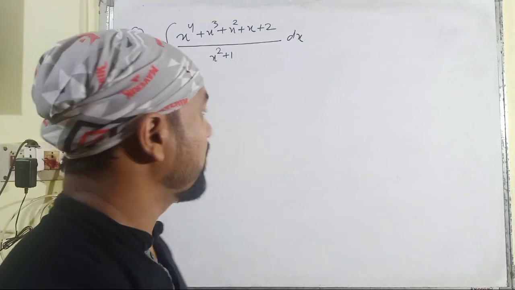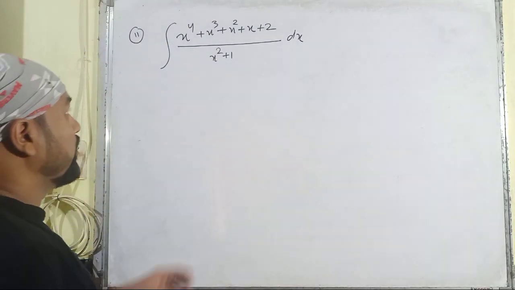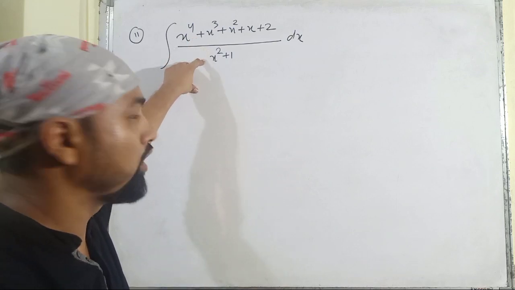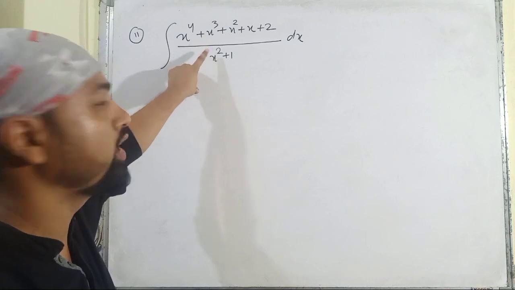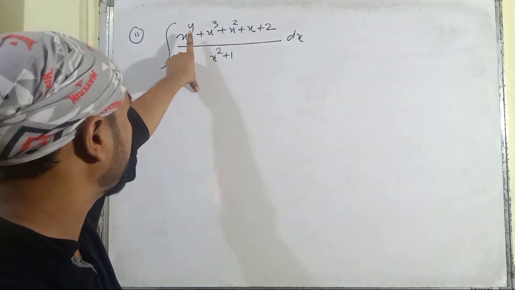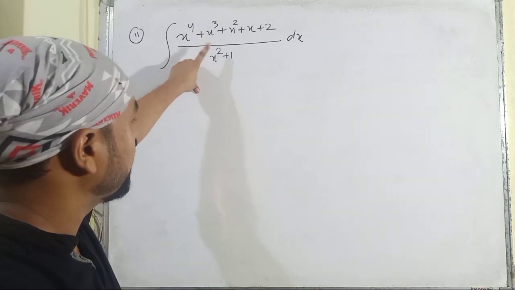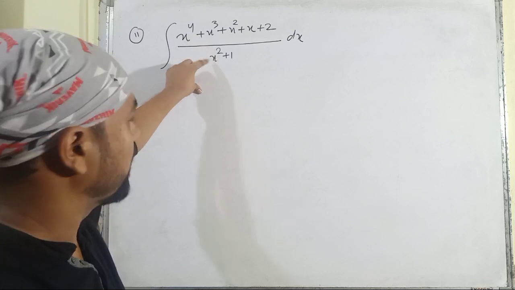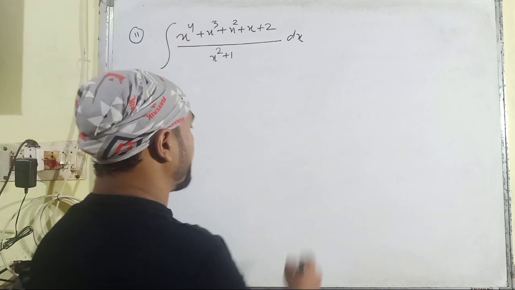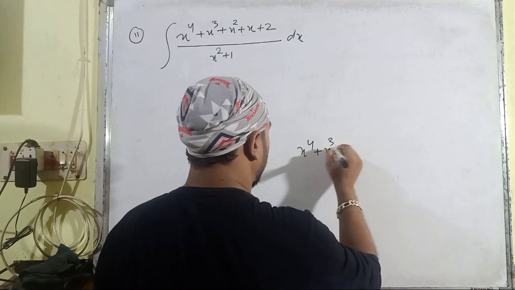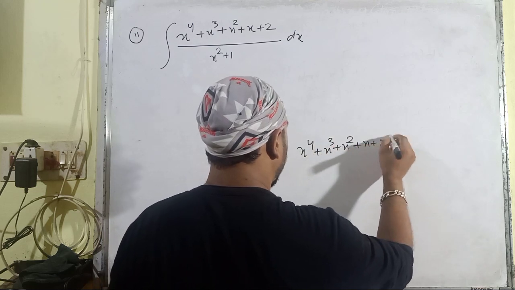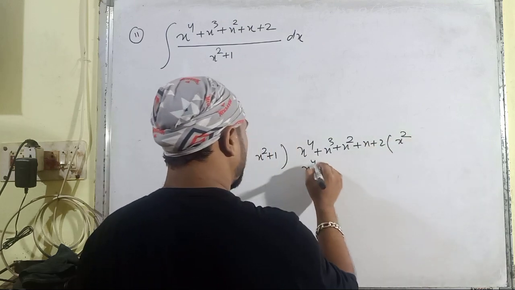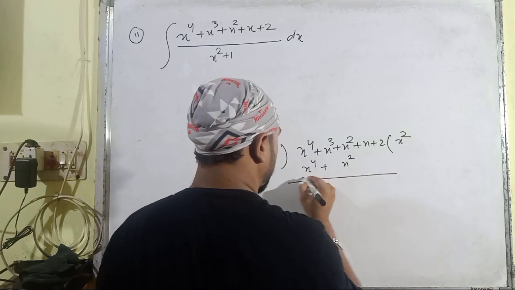Now coming to problem number 11. If the degree of the numerator is greater than or equal to the degree of the denominator, then you have to divide the numerator by the denominator. In this case, the degree of the numerator is 4 and the degree of the denominator is 2, so the degree of the numerator is greater than the degree of the denominator. So we have to divide x^4 plus x^3 plus x^2 plus x plus 2 by x^2 plus 1. So it will be x^4 plus x^2, just subtracting.